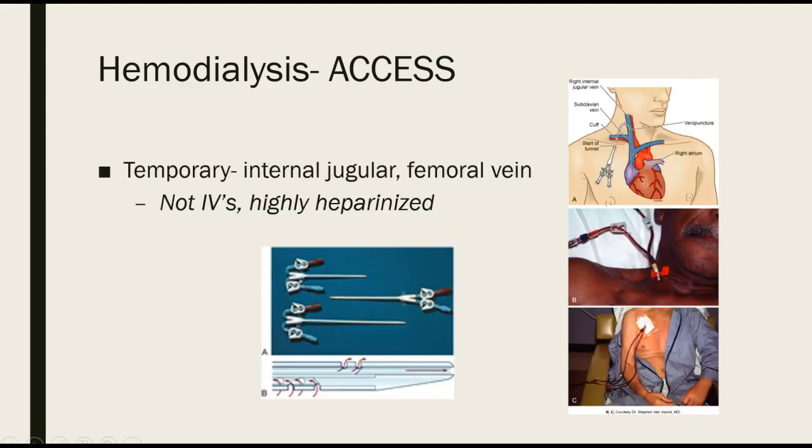So other access devices can be more temporary, and they're typically put into the internal jugular. They can be put in the femoral vein. These are not IVs. They look sort of like IVs, but they're not. They usually have two different ports, one for the blood entering and one for the blood to exit. And they're highly, highly heparinized.